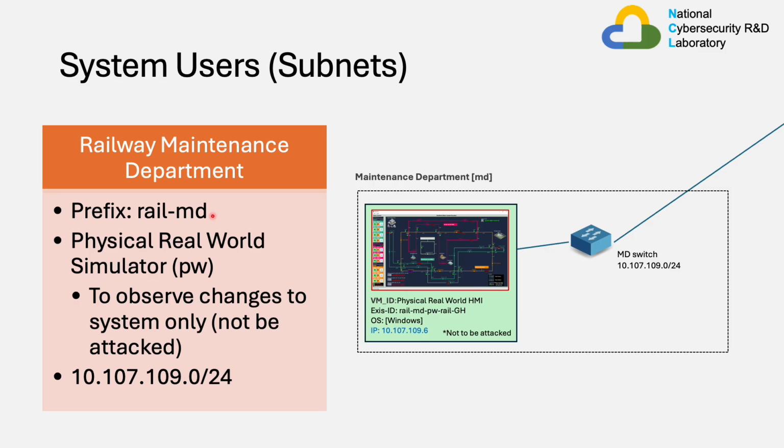The physical real-world simulator, whose VM ID is PW, is actually the level 0 part of the system. This is a digitized version of the real world, which serves to replicate the actual physical wiring and components. It is meant to help you visualize what a railway system looks like and how OT attacks would affect each railway component. As a result, although it sits in the maintenance department, please do not directly attack this VM. The subnet mask is as follows, to help you find out which VMs are part of the maintenance department subnet from their IP address.